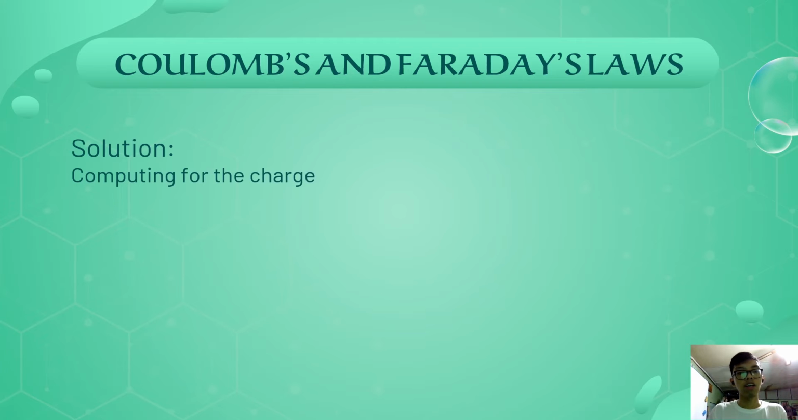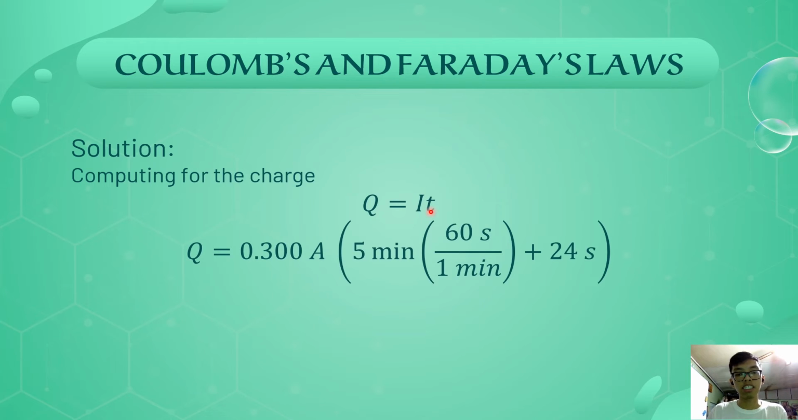So for the solution, we will first compute for the charge via this formula. Q is equal to IT, where I is the current and T is the time. So we will be multiplying 0.300 with the time. We will be converting the 5 minutes into seconds for dimensional homogeneity, and since our intended unit is in coulombs and coulombs is in ampere seconds, so we would have a consistent answer. So multiplying that will give us a charge of 97.2 coulombs.